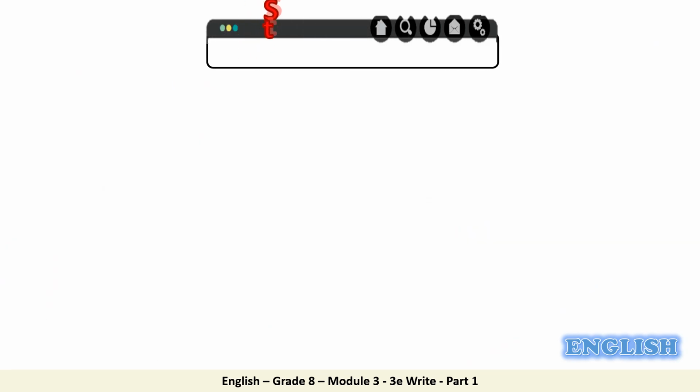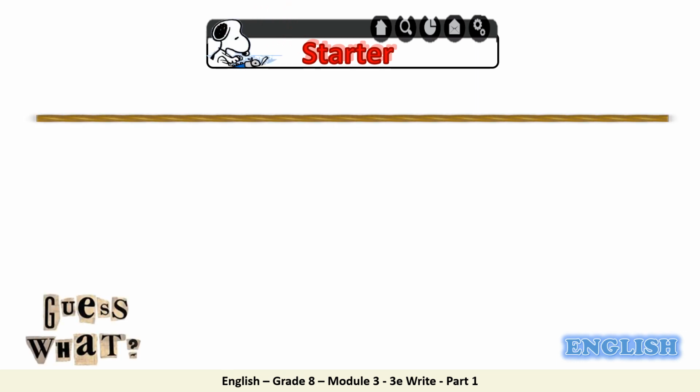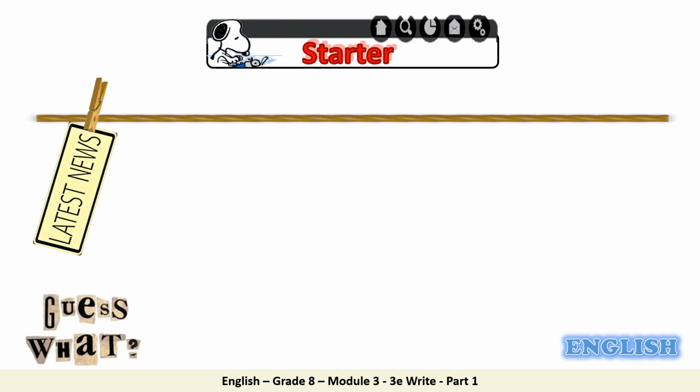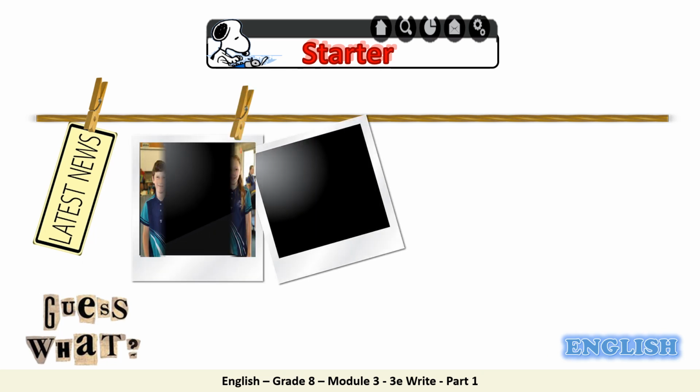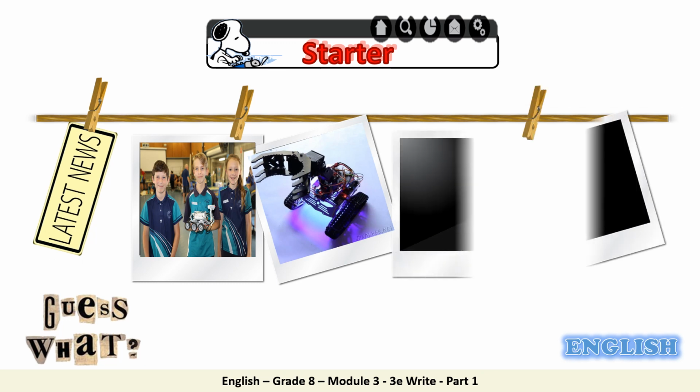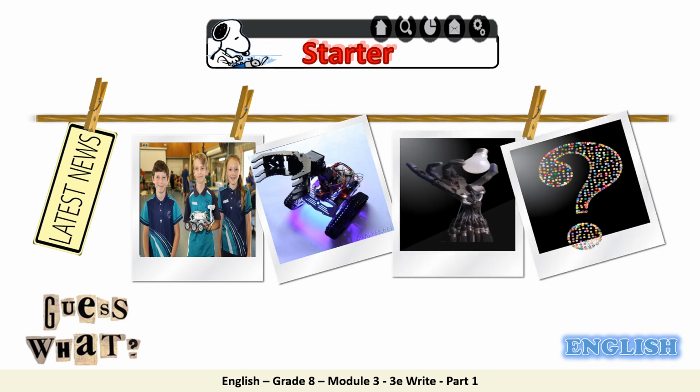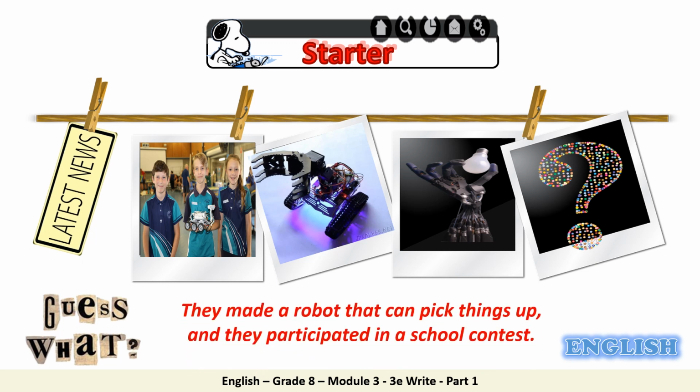Before we start the writing task, let's do a warm-up activity first. You are going to look at some photos and try to figure out the good news these photos tell. Let's begin. The first set of photos. So what do you think? What good news do we have here? Excellent! It seems that they made a robot that can pick things up, and they participated in a school contest.